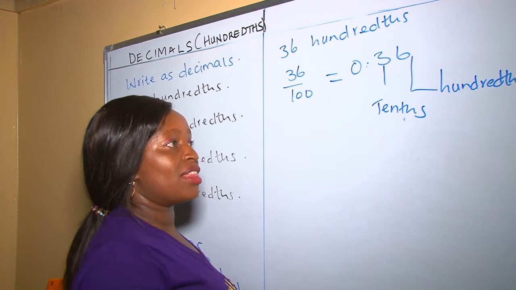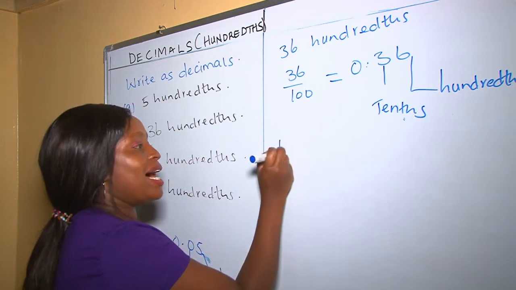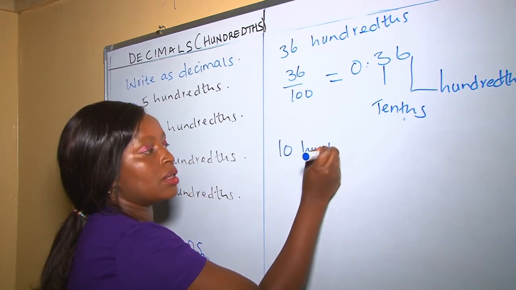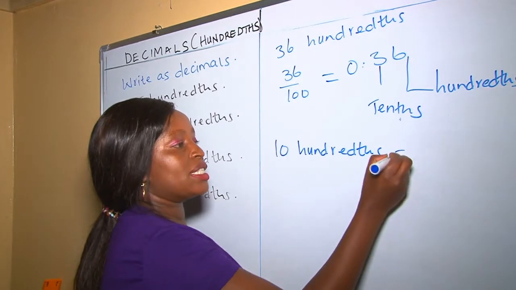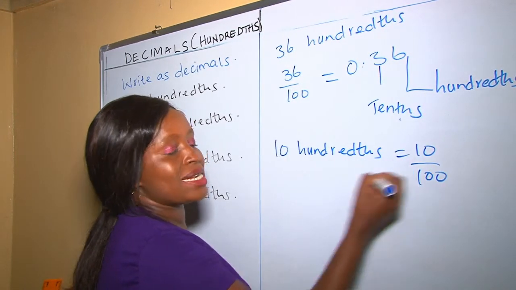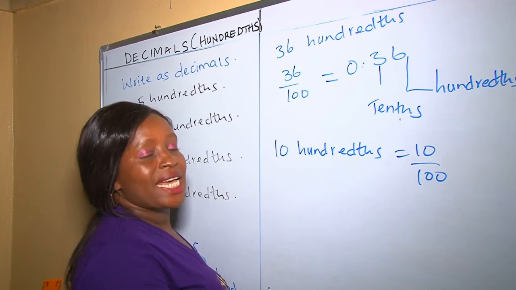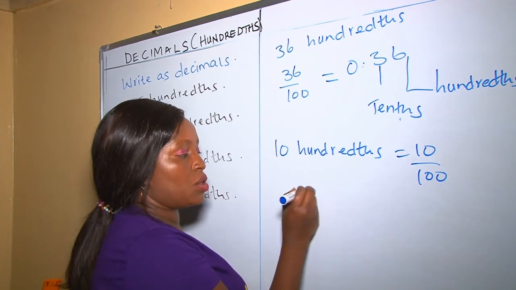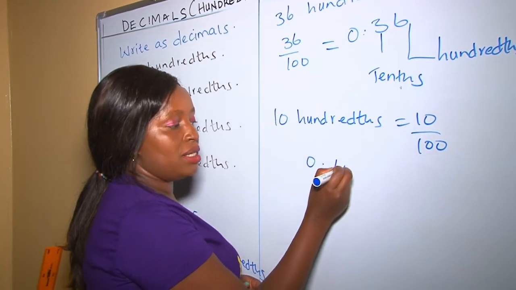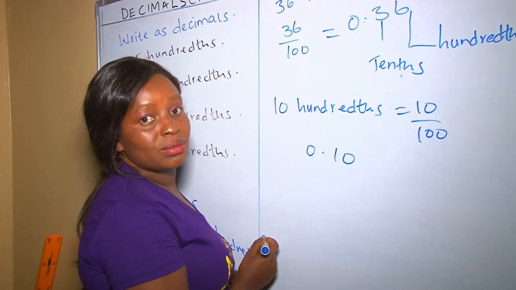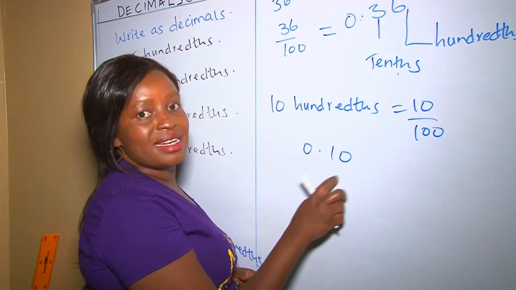Let's do our next example. 10 hundredths. As a fraction, it's 10 out of 100. And as a decimal, it's going to be 0.10. This is 10 hundredths.